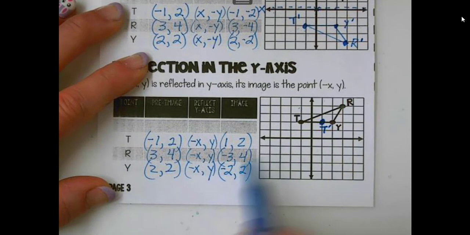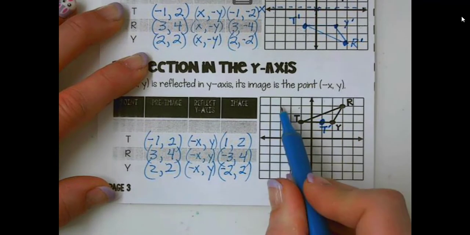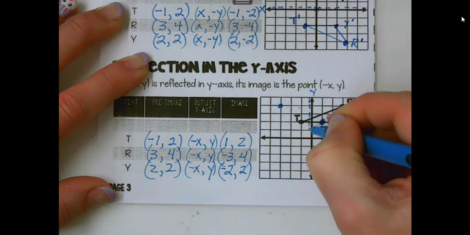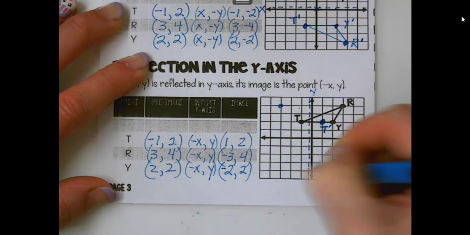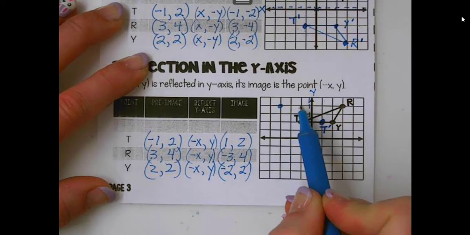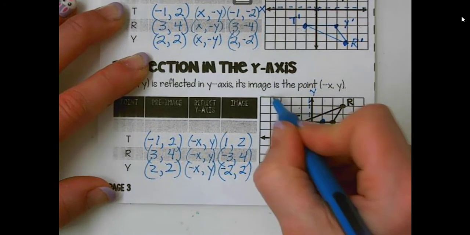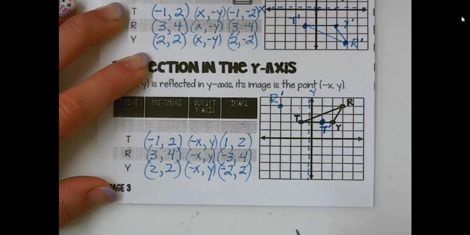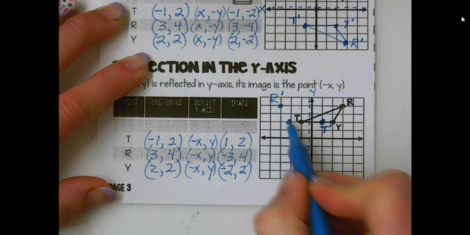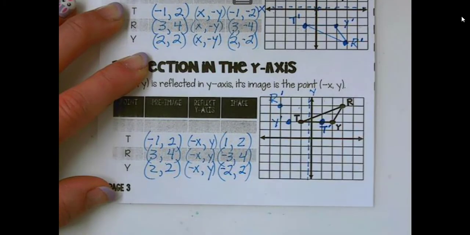R, -3, 4. -3, 1, 2, 3, 4. So again, I'm going to go ahead and just put a dashed line on the y-axis. That's like my mirror. That's my axis of symmetry. So we can see that we're 1, 2, 3, 1, 2, 3. Okay, that's how far away from the mirror we are in both directions. So this is R prime, and we just have to find Y prime. So we're going to go -2, +2. And again, you can see we're 2 away from the mirror, 2 away from the mirror. And then just make sure you label it with that prime.